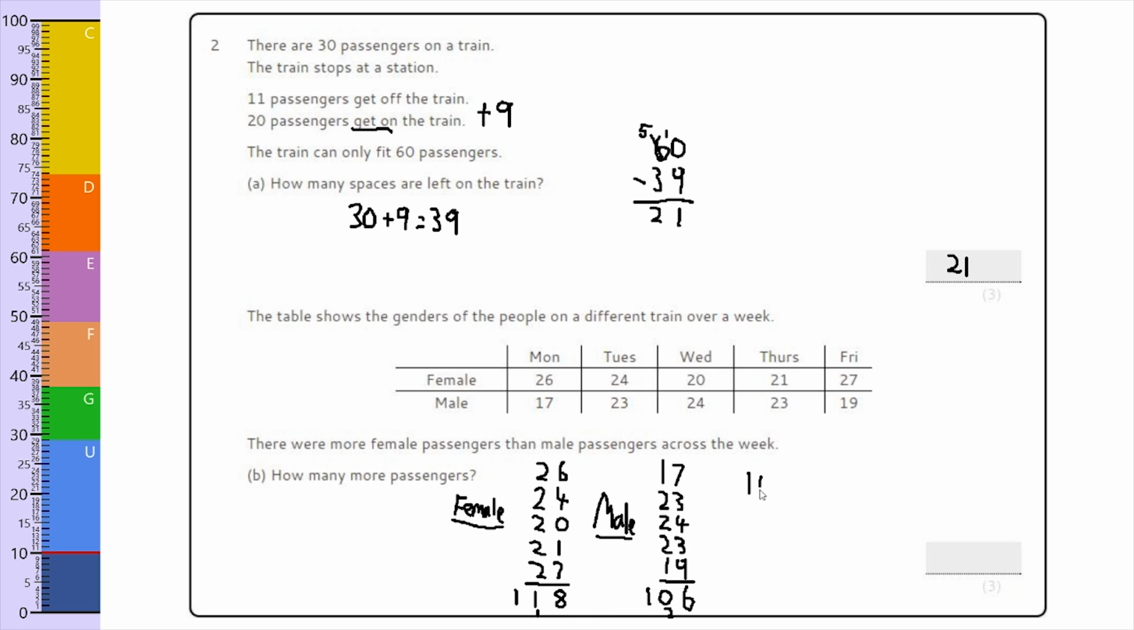So I just take them away. So take away 106. I'm showing the examiner exactly what I'm doing. 8 take away 6 is 2. 1 take away 0 is 1. And 1 take away 1 is nothing. So there are 12 more females. Now you could just write 118 take away 106 just in one line equals 12, because you probably did know that, but make sure you show all your working, because in case you make a silly mistake somewhere, then you'll know how to correct it.